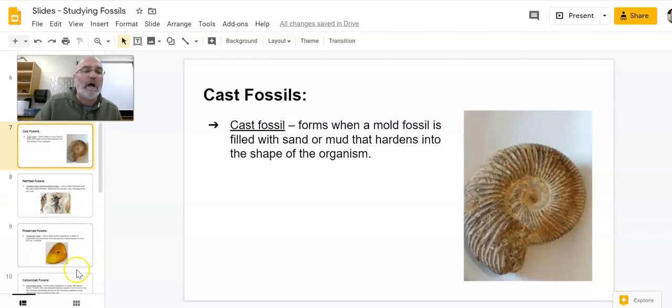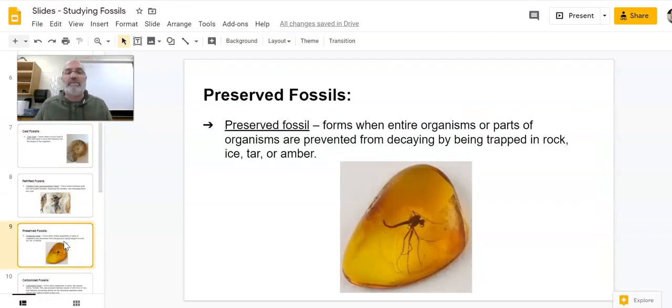If we had to rely only on preserved fossils, we would have a very limited view of what the fossil record really looked like, simply because there's not a lot of preserved fossils available. We don't find them all the time. But because we've got tons and tons of cast fossils and mold fossils, we get a much broader picture of what life was like during each period of Earth's geological time.